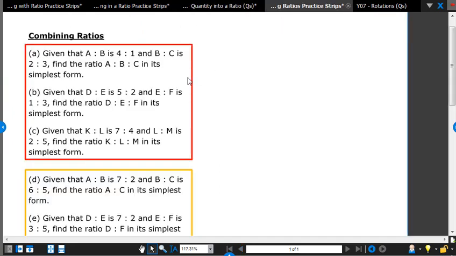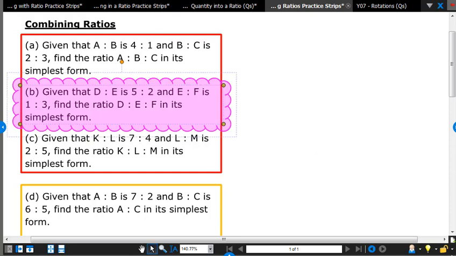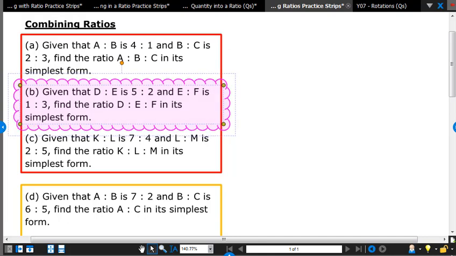Okay, this is probably the hardest one. This possibly could come in the test or something similar. So let's do B, okay? So let's do this one here. I think that's the way to go.